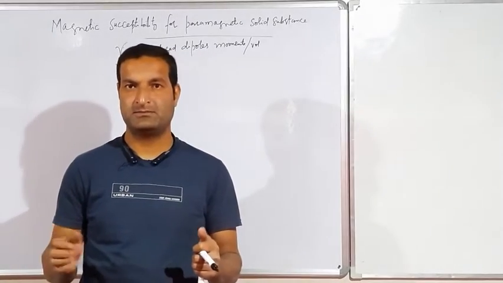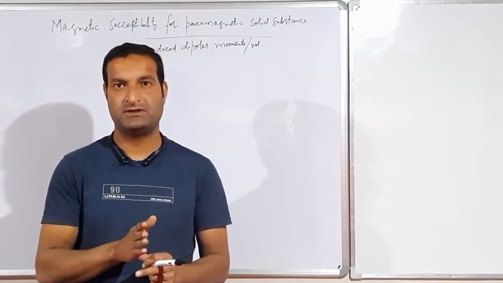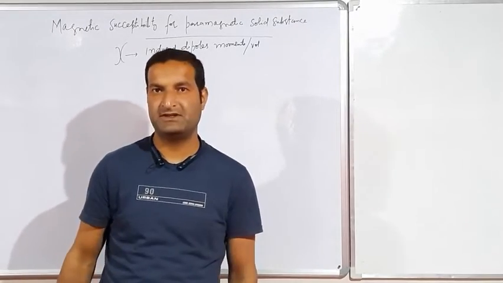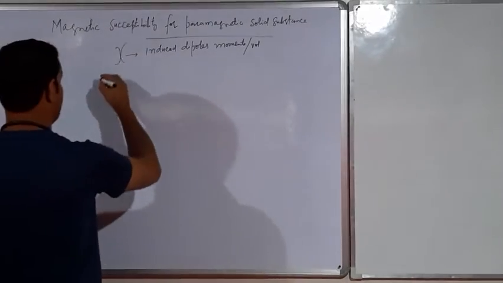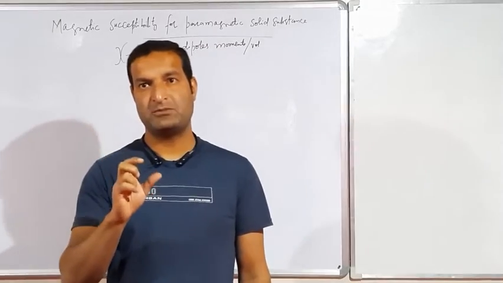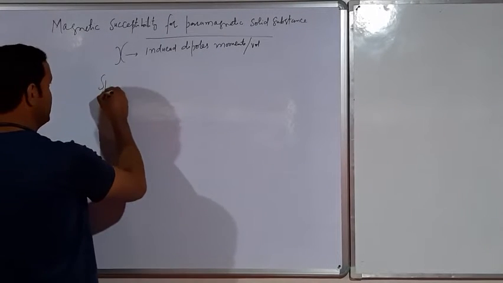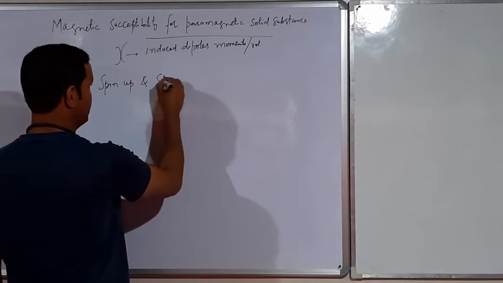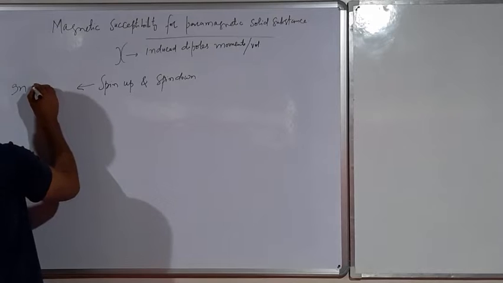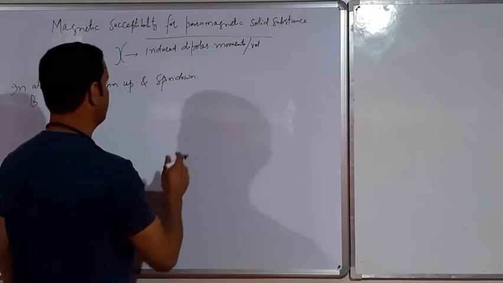apply an external magnetic field, these dipole moments, these dipoles, are in random directions. When we apply a magnetic field on a paramagnetic material, these magnetic dipoles tend to align themselves in the direction of the magnetic field. So here, because we have to calculate the magnetic susceptibility, but the dipole moments are only due to the spin. So there are spins, that is spin up and spin down, that is in absence of B, when there is no magnetic field, spin ups and spin downs are equal.